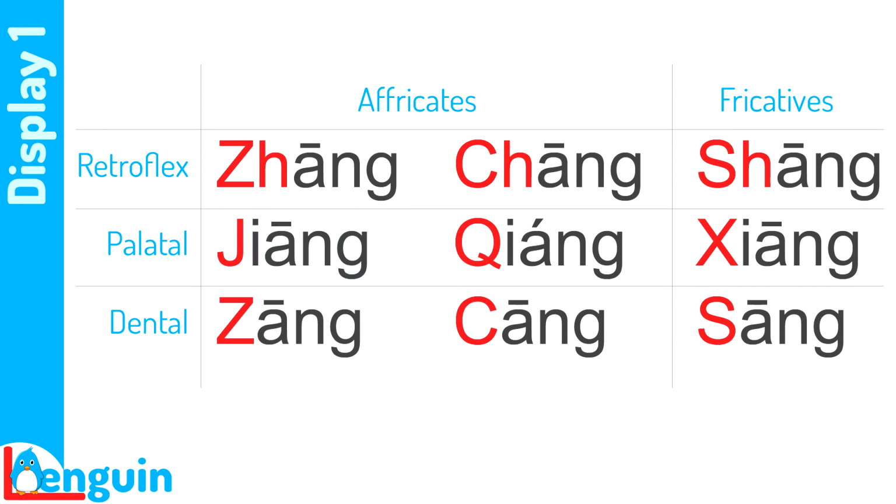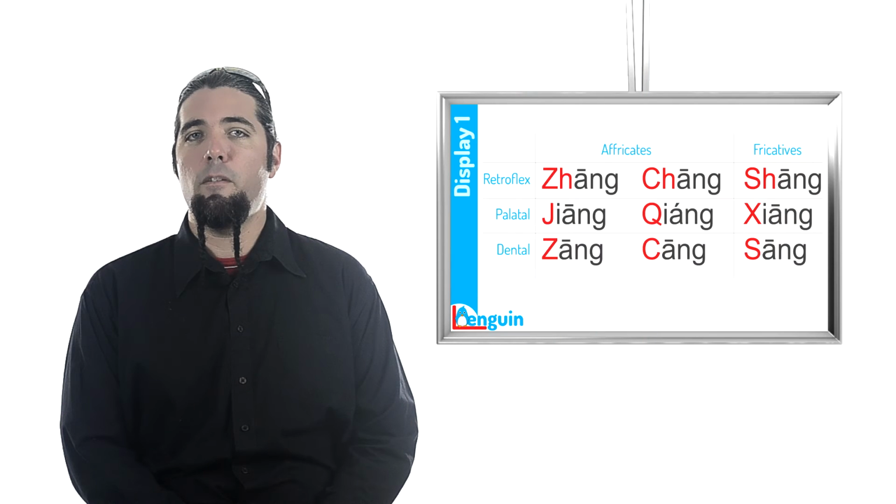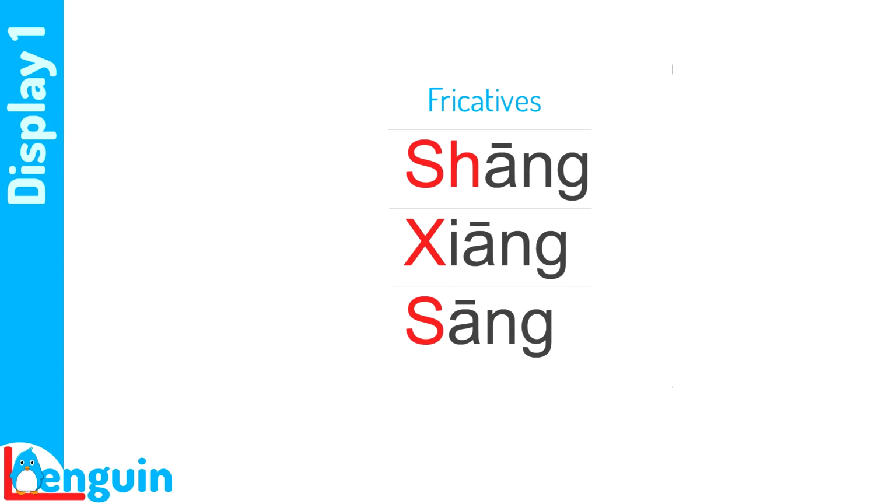Now try repeating the first two names in the third column after the speaker. You'll have to shift gears from retroflex to palatal tongue positions. Here we go. Now try repeating them in the other order: E position, R position.